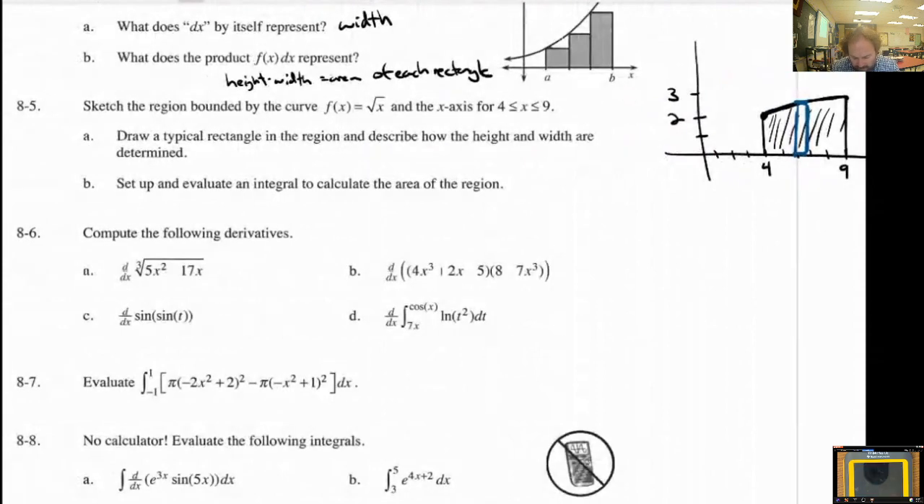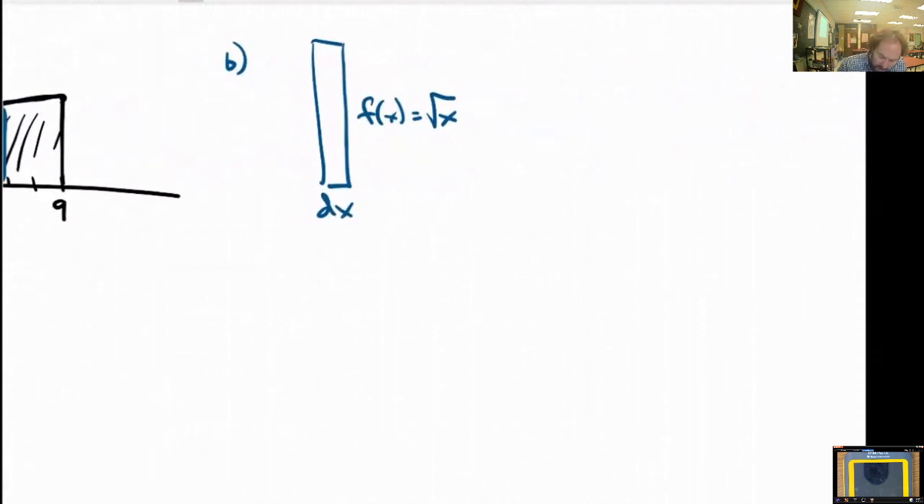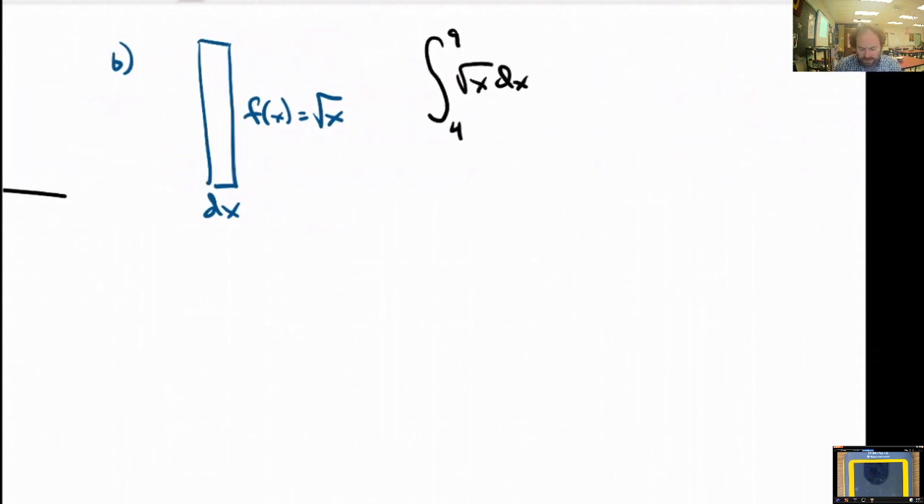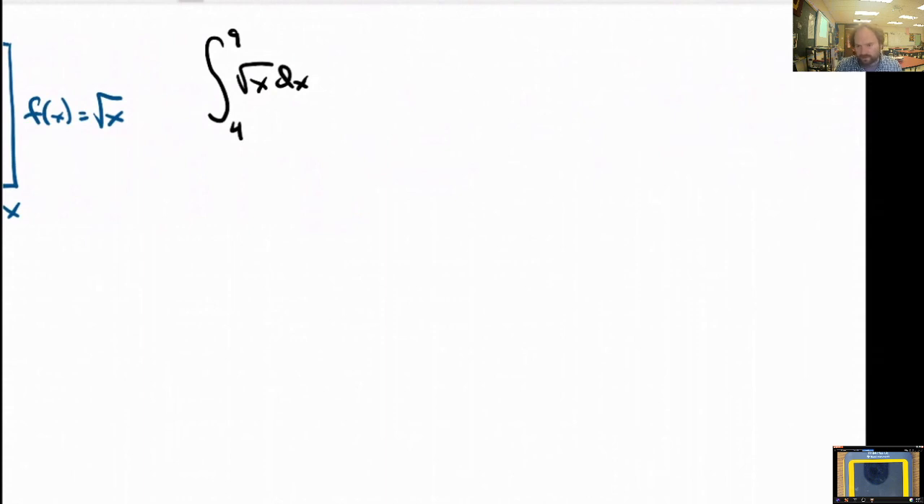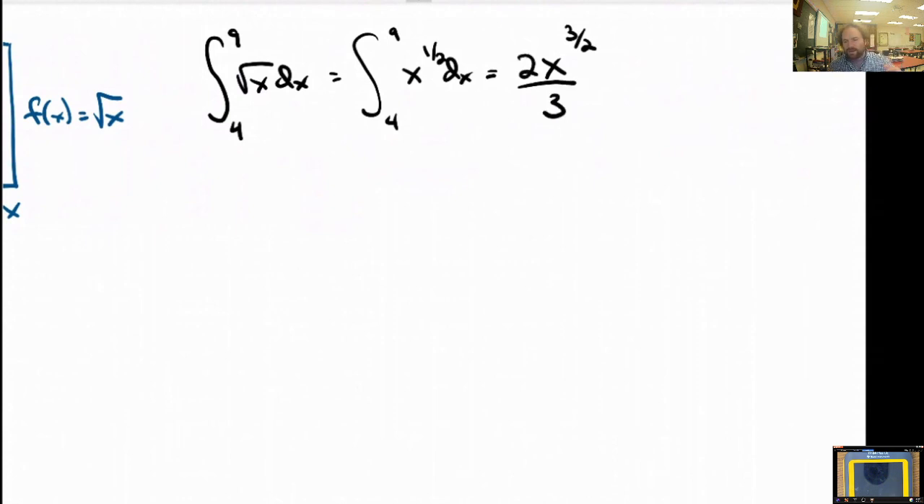Question C, set up and evaluate an integral to calculate the area of the region. We're going to do this one calculator free because we totally can. So if we're going to add up all of those rectangles, this would just be the integral from 4 to 9 of the square root of x dx. That's it. And this is actually really easy to evaluate since the square root of x is just x to the 1/2 power. So this is the integral from 4 to 9 of x to the 1/2 dx, which we can evaluate by doing the antiderivative, which would be x to the 3/2 power times 2 divided by 3. Since that way when 3/2 comes down, it'll multiply out with 2/3 and cancel and drop down by 1 to become x to the 1/2.